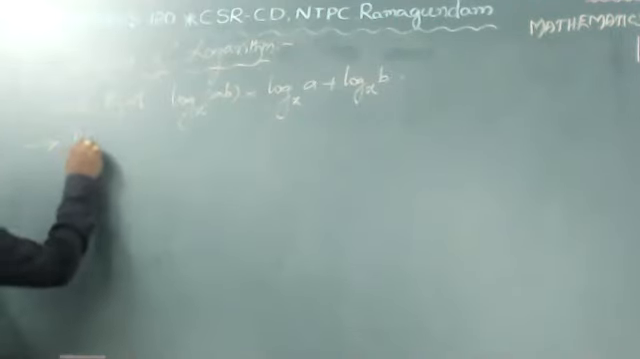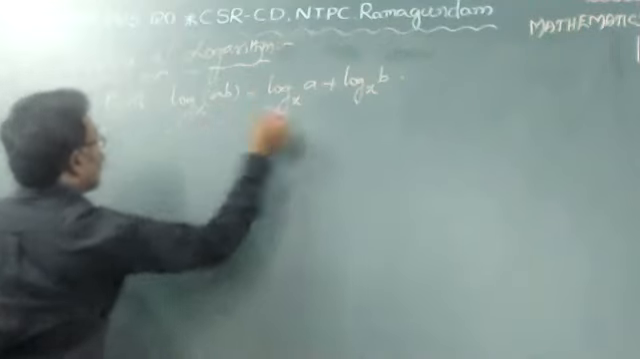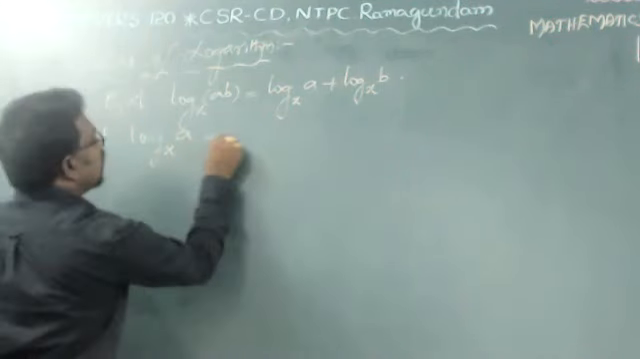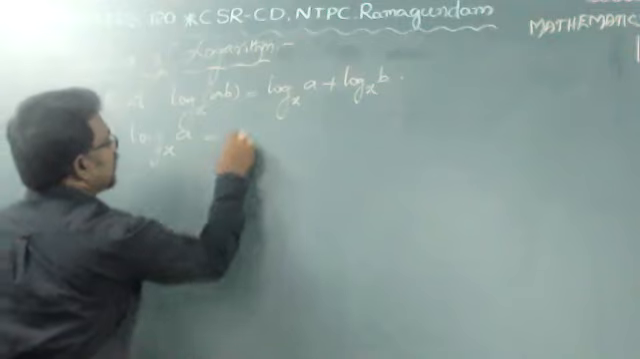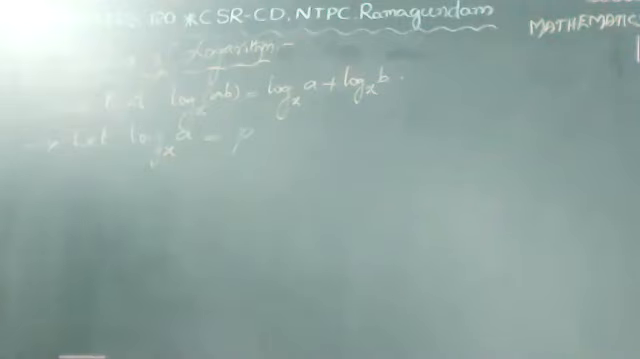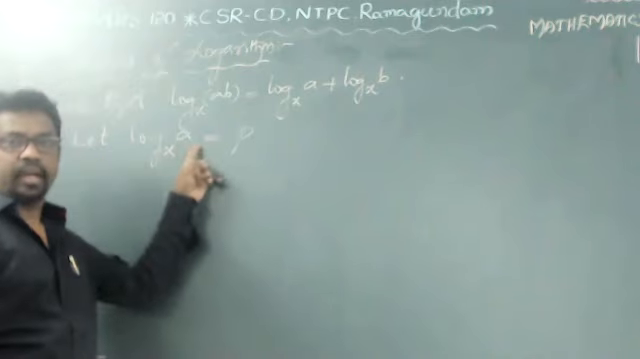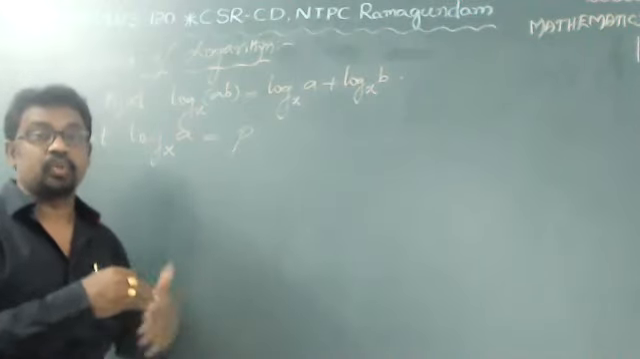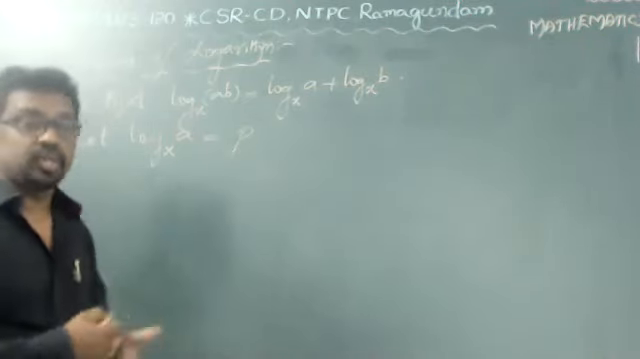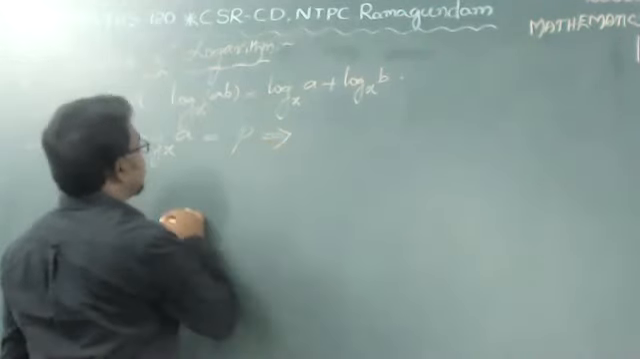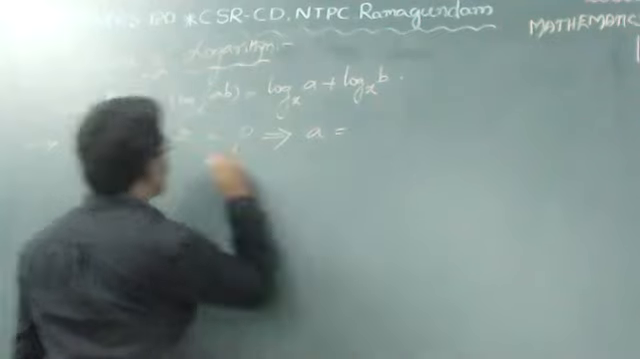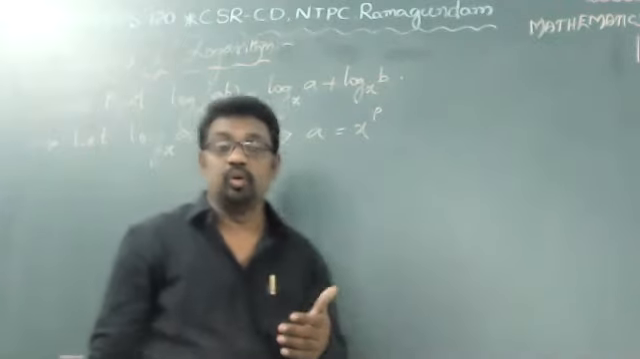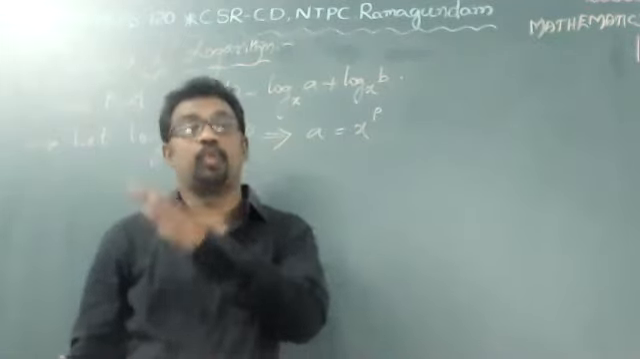Let us take the RHS part. First we'll take log A to the base x. Let us take it as small p. Let log A to the base x be equal to p. Convert this equation into exponential form. You can write this as A is equal to x power p. Converting from logarithmic to exponential form.